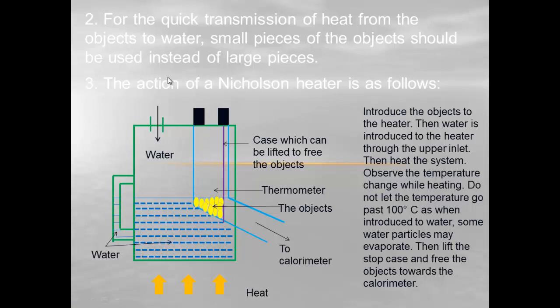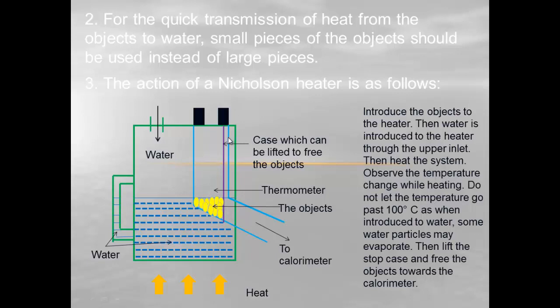The Nicholson heater is an instrument like this. You have a small jar-like thing, with an inlet here and another inlet here. First, you introduce the objects to the heater like this. You can put objects here, and they will get deposited here. Because of this lid, which can be lifted to free the objects, the objects will not travel to the calorimeter unless the lid is lifted.